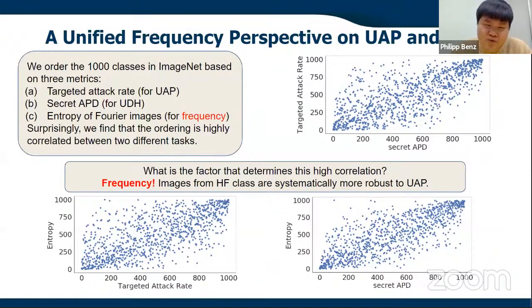To confirm this, we also visualize the ordering with the metrics of entropy and targeted attack rate. With this figure, we find that the targeted attack rate has a very high positive correlation with entropy, which is the frequency. And for the other one, we find that entropy also has a very high positive correlation with the secret APD for UDH. So the frequency is the factor that determines this high correlation. If entropy has high correlation with both of them, then it's not surprising that these two seemingly irrelevant tasks would have a high positive correlation, right?